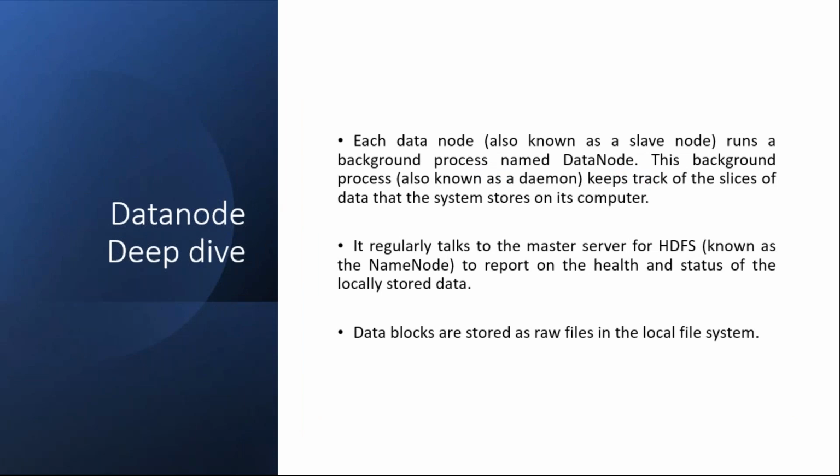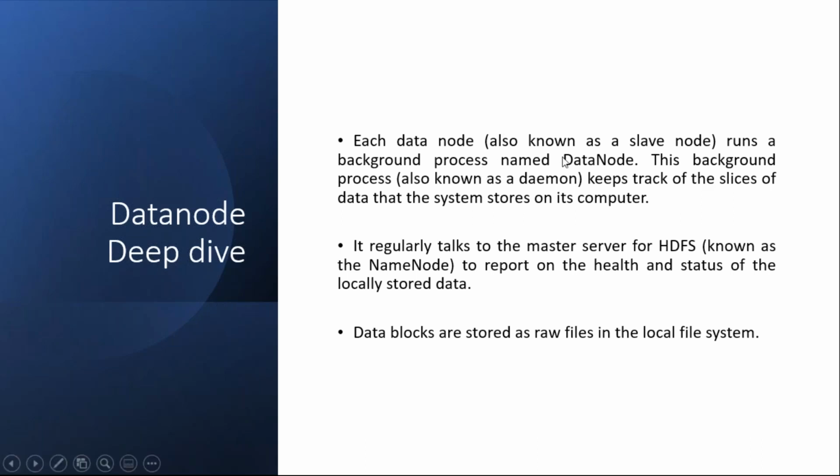So data node also we have already discussed. Data blocks are stored as raw files in the local file system. Data node means local computer. As I told you, it regularly talks to the master server, master name node, known as the name node. Master server means name node. It reports the health and status of the locally stored data. That means blocks. So data means here blocks, about the blocks.